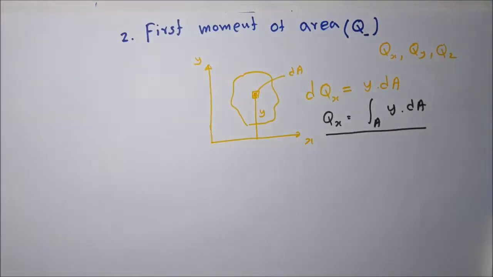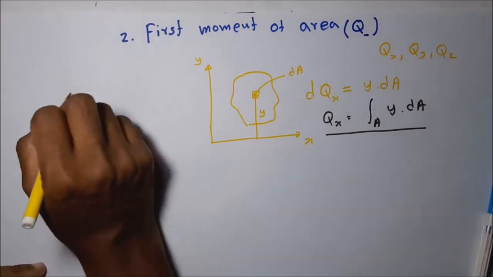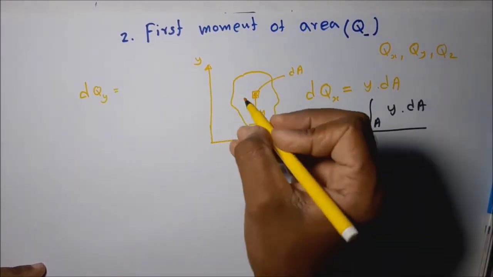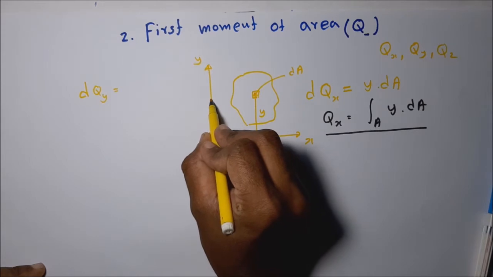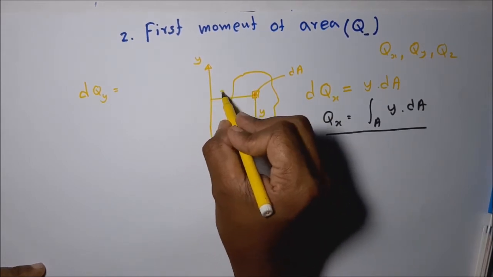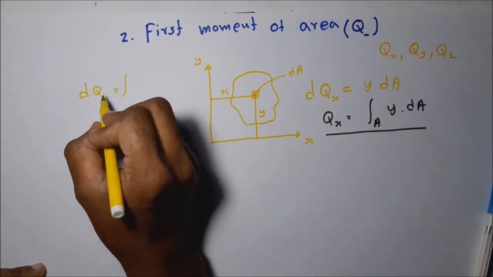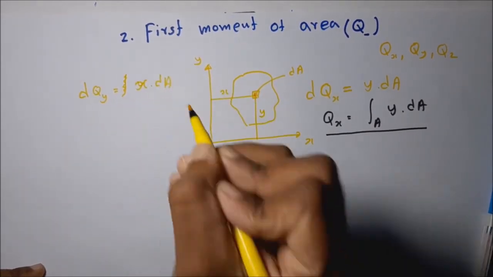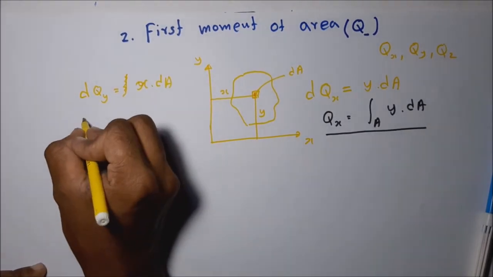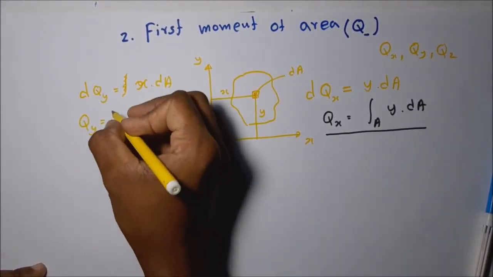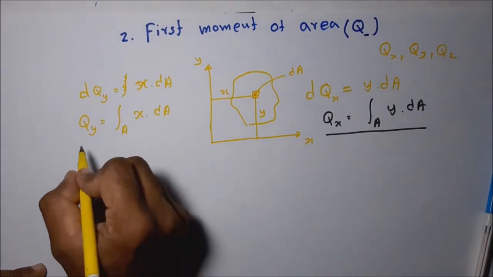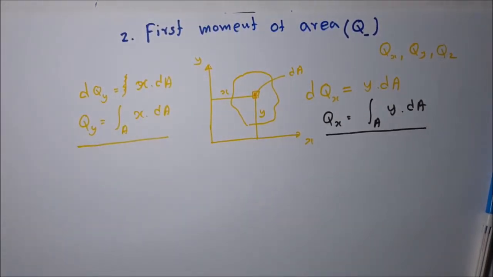In the same way, we can define the first moment around the y axis. dQy is equal to the distance from the y axis to the centroid of this dA surface area, let's take it as x, so x into dA. Then the total first moment around the y axis equals the integral over the surface area of x dA. This is how we calculate the first moment of area for a given surface area.